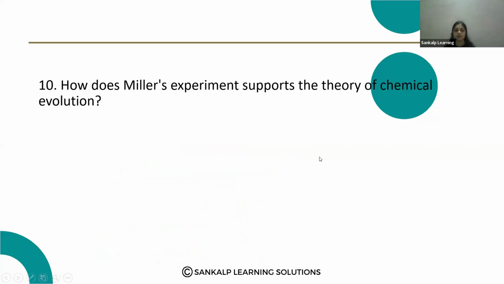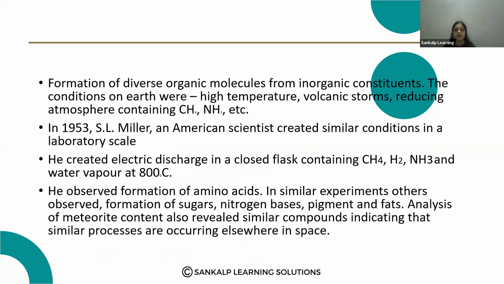Next question. How does Miller's experiment support the theory of chemical evolution? Miller's experiment is one of the very important experiments for your exam. Here, diverse organic molecules formed from inorganic constituents. That is the theory of chemical evolution. The conditions on the early earth were high temperature, volcanic storms, and a reducing atmosphere containing methane and ammonia.